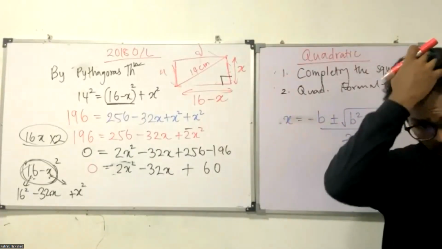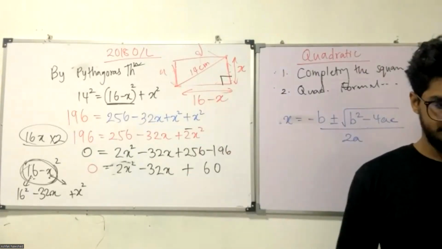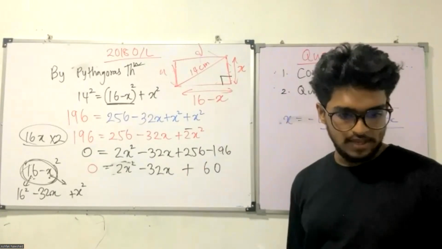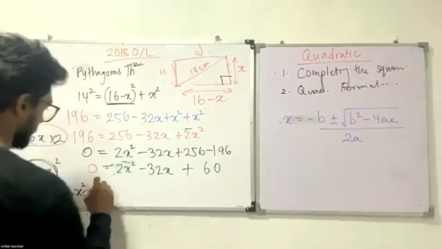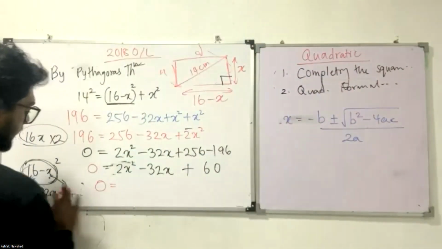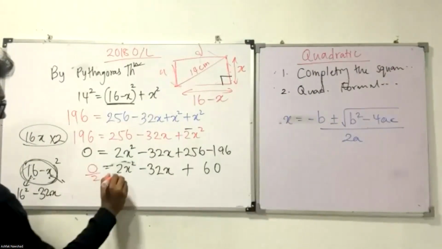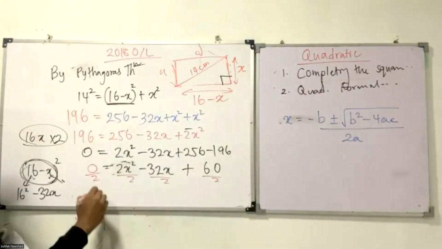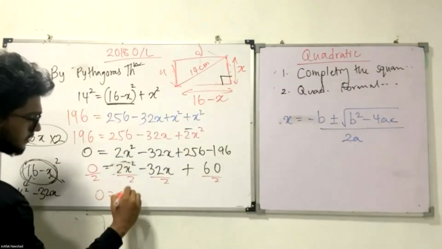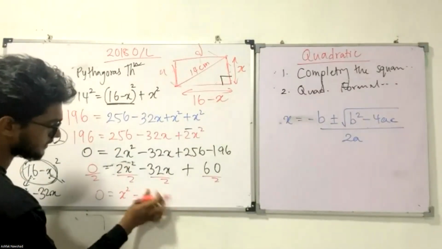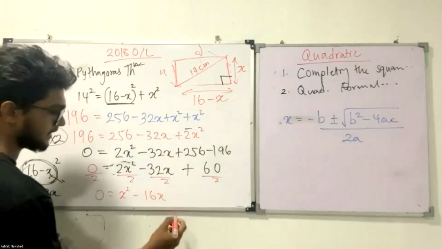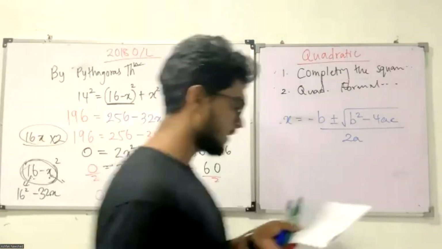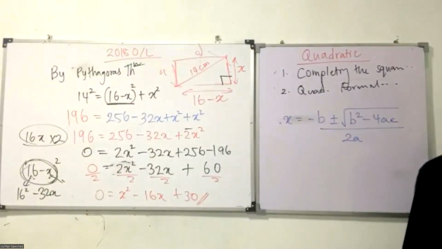So what do we have to do? Exactly, divide it by 2. I'm going to divide the whole equation by 2. x squared minus 16x, 32 divided by 2 is 16, and 30. See, x squared minus 16x plus 30 is equal to 0.